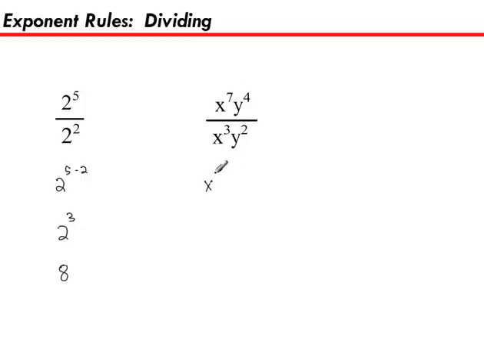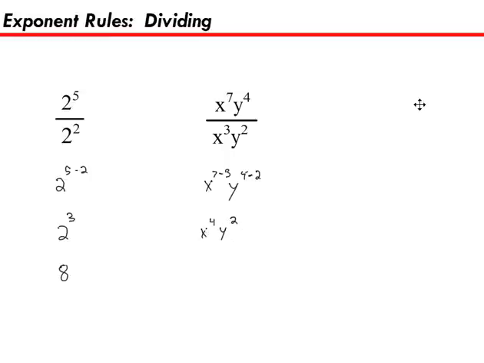x to the 7 minus 3 multiplied with y, and I have a 4 and a 2, so I can say multiplied by y to the 4 minus 2. I'm just subtracting the exponents for symbols that match. And we have x to the 4 multiplied by y to the 2. And that's as far as I can go because, again, these two symbols do not match, the x and the y.